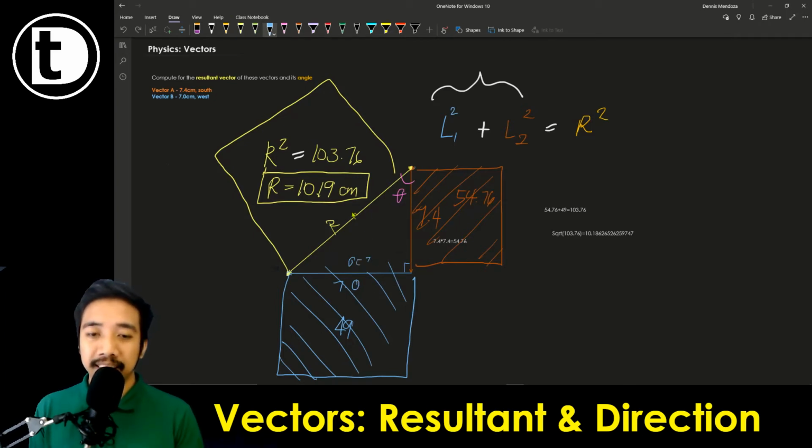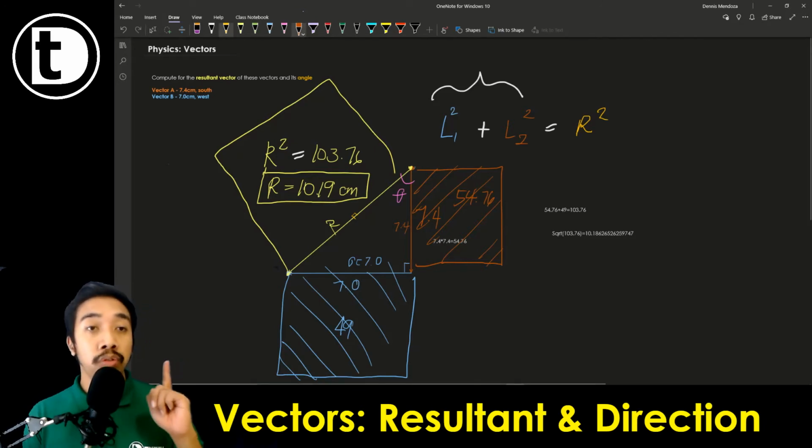Sorry, forgive me for the technical difficulties. Our brown here is our adjacent, because that is the one beside the angle, so that's why it is 7.4. Again, the opposite is 7.0 because that is the one across from the angle. The adjacent, the one beside it, is 7.4.